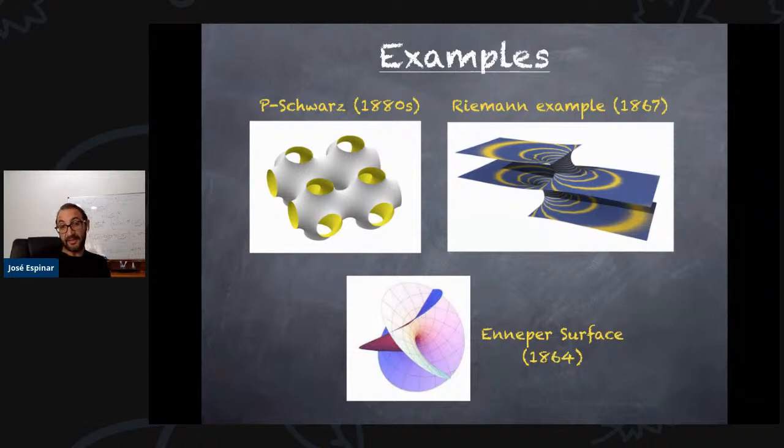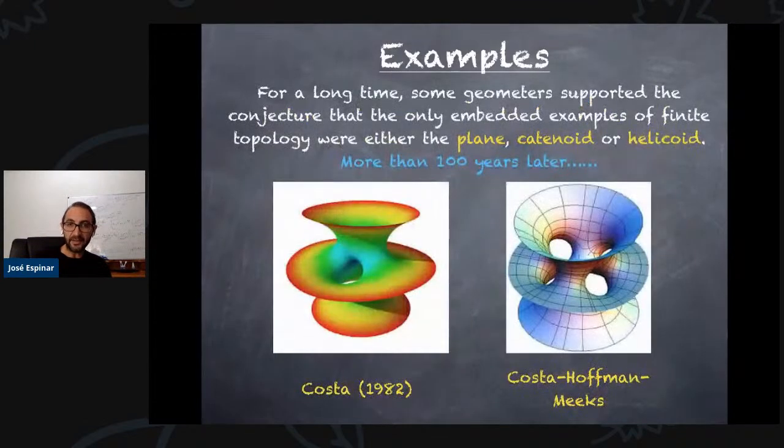We see the Enneper surface is not embedded. It's immersed, right? It has self-intersections. The other examples that we have presented are embedded. So for a long time, people thought that the plane, the catenoid and the helicoid were the only embedded examples of finite topology. But we have to wait another century in order to construct embedded examples of finite topology. There is the famous Costa example, right?